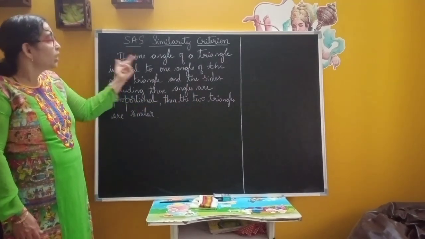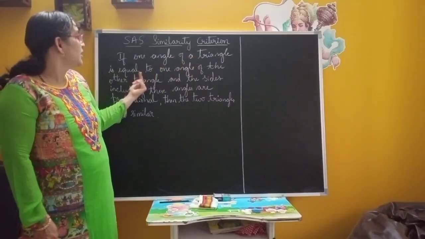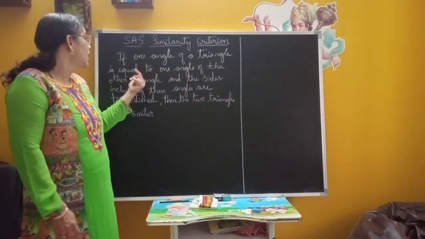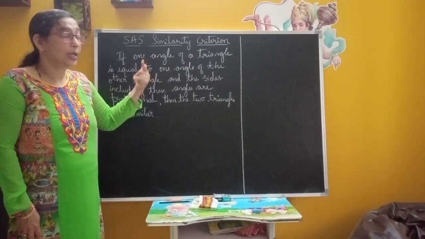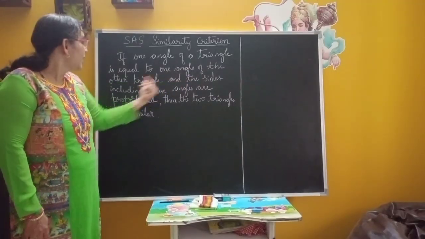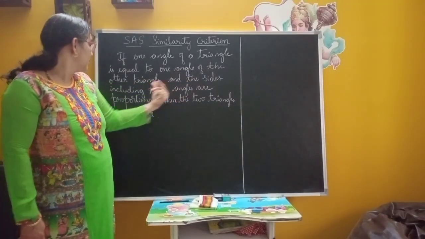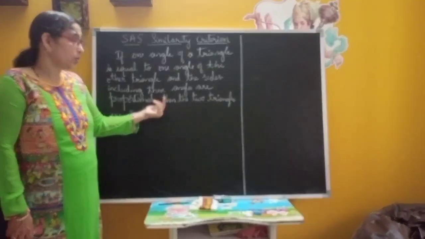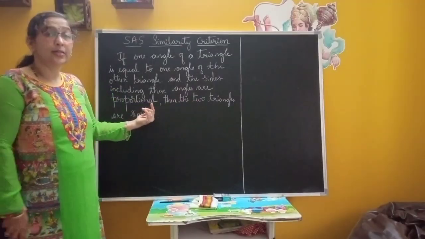I repeat, if one angle of a triangle is equal to one angle of the other triangle, I mean corresponding angles, and the sides including these angles are proportional, then the two triangles are similar.